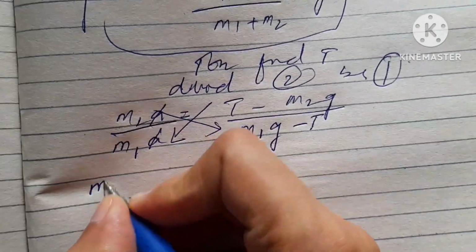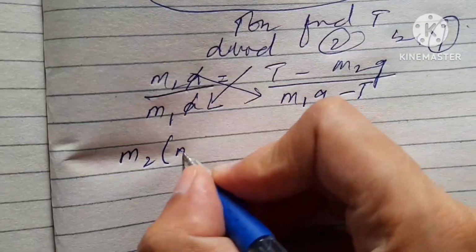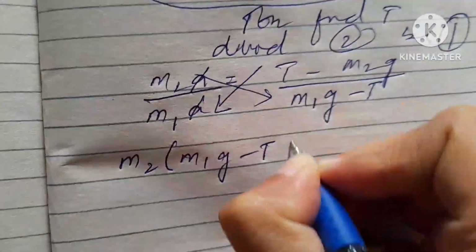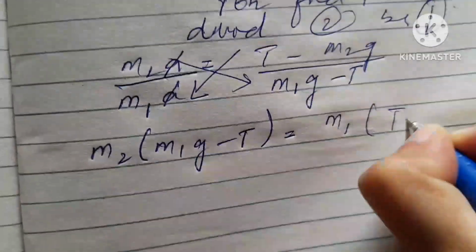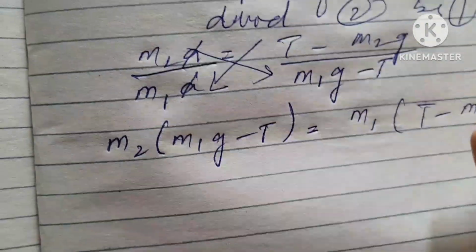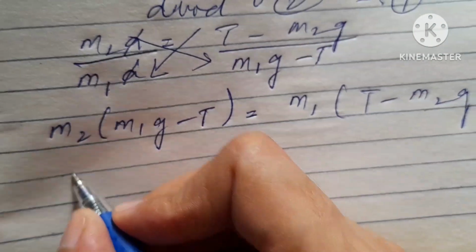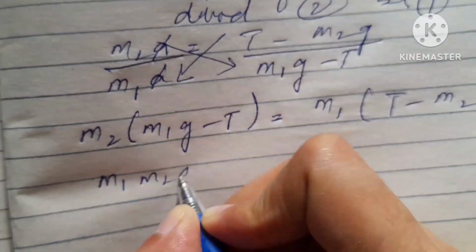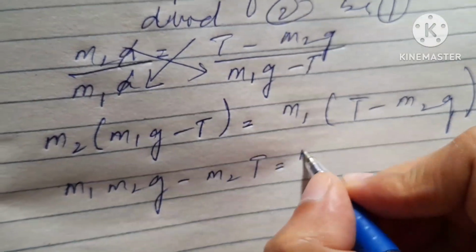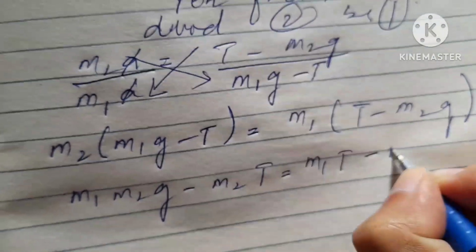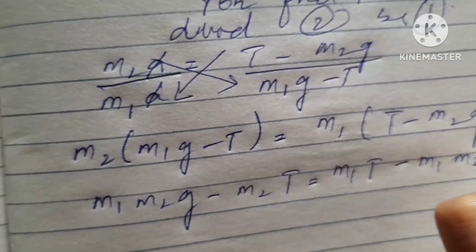m2 times (m1g minus T) is equal to m1 times (T minus m2g). So m1m2g minus m2T is equal to m1T minus m1m2g.